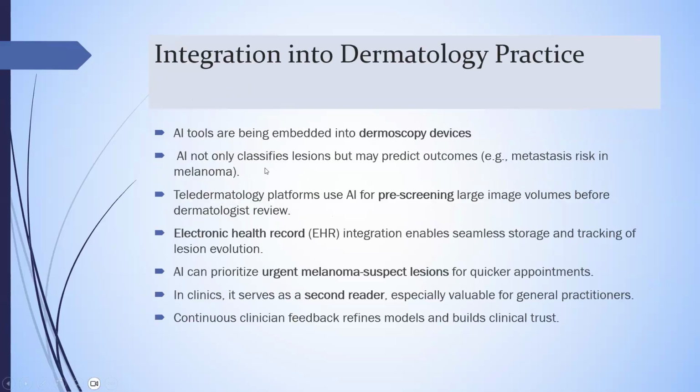So AI tools are now being embedded into dermoscopy devices. AI not only classifies, it may predict outcomes and metastasis risk. Say this finding is there, so there is so many percent chance of metastasis. And metastasis means spread to other organs.